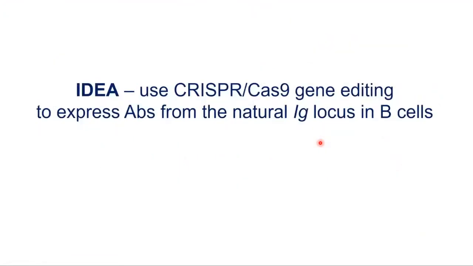So our basic idea was we knew that CRISPR-Cas9 gene editing, and I'll talk about that on the next slide, can give us a capability to very precisely insert new genetic material at precise places in the genome. And so our question was, can we use CRISPR-Cas9 gene editing to express our antibodies, in this case, our bNAbs, from the natural immunoglobulin locus?